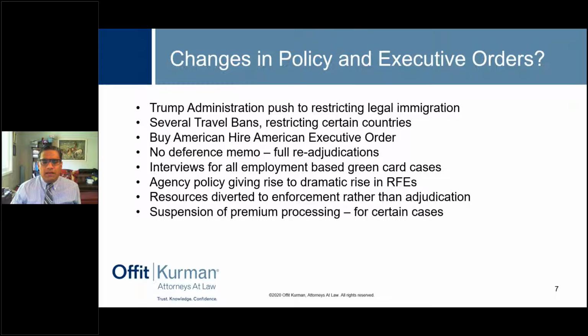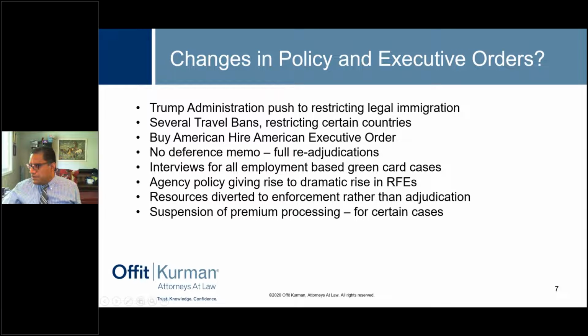And suspension of premium processing, which, again, was a very nice thing where clients who wanted to spend some extra money, approximately $1,500 or so, could get in a separate program where applications that would otherwise take 4, 5, 6 months to process, we could get processed within 15 days. So now that's been suspended, so everyone's now in the same boat. There's no premium processing, and it's very frustrating for some people.